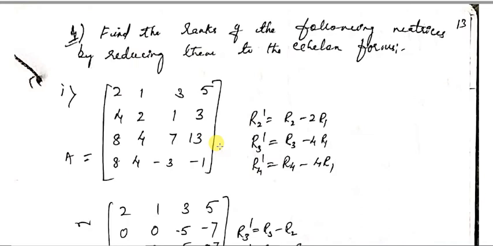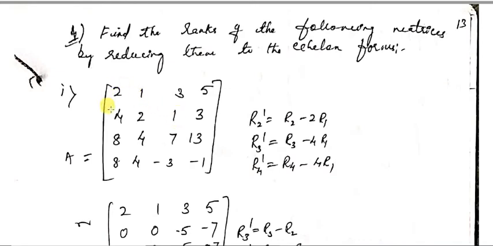Let us find the ranks by considering the following examples. Number 1, A is a matrix of order 4 cross 4: 2, 1, 3, 5; 4, 2, 1, 3; 8, 4, 7, 13; 8, 4, minus 1, minus 1. Here, let us reduce the matrix A to echelon form. There may be a first few non-zero rows and other rows may be zeros. So reducing to echelon form is nothing but reducing the matrix to upper triangular form, so we have to make all the elements below the diagonal zeros.